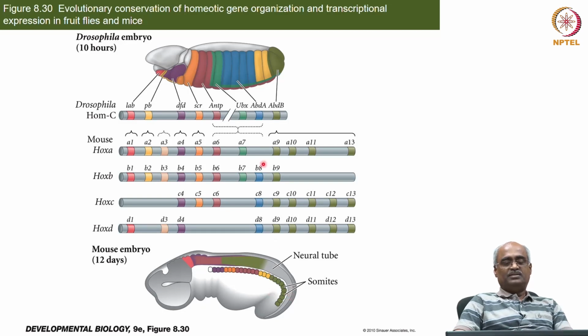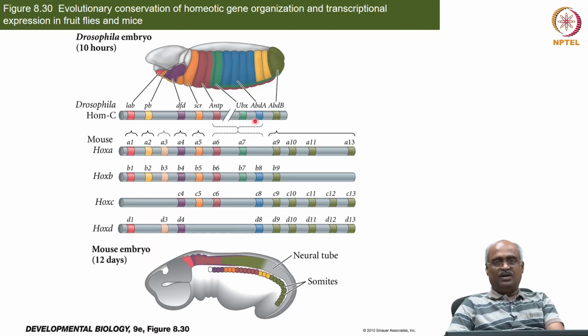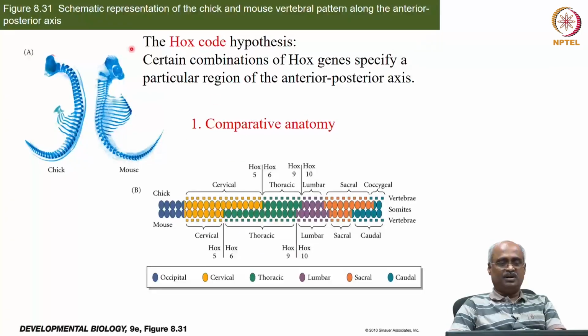Okay. So now we move on to understanding a concept called the Hox code hypothesis. It is extremely simple. What the Hox code hypothesis says is, along this head to tail axis, what structure is going to form where. So here we are only seeing the vertebral column. We are looking only at the dorsal part, that is the top of the embryo along the anterior posterior axis.